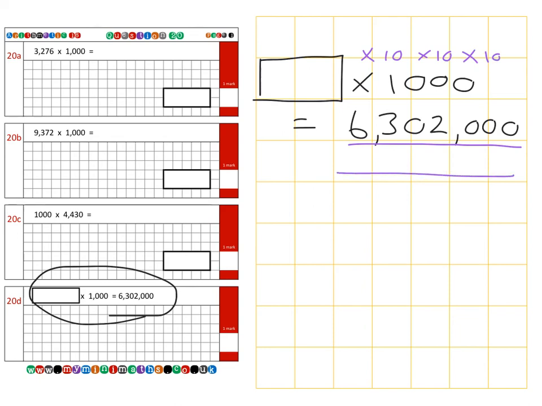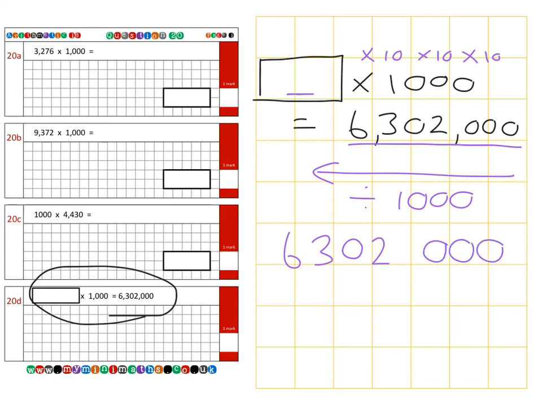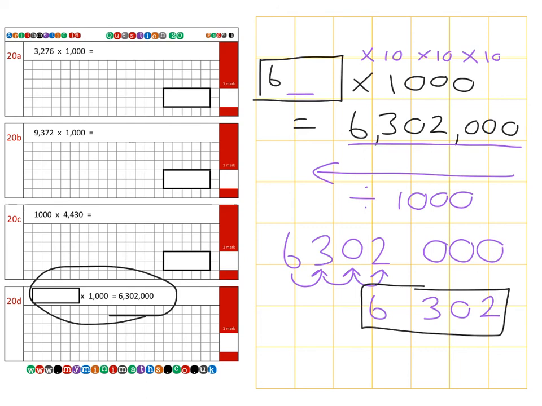Now to do the opposite, to take it back to the smaller number in here, we must have divided by 1000. So what I need to do now is do 6,302,000 divided by 1000, and then move it 3 spaces. So my 6 goes into the thousands column, followed by the 302. So my final missing number is 6,302.